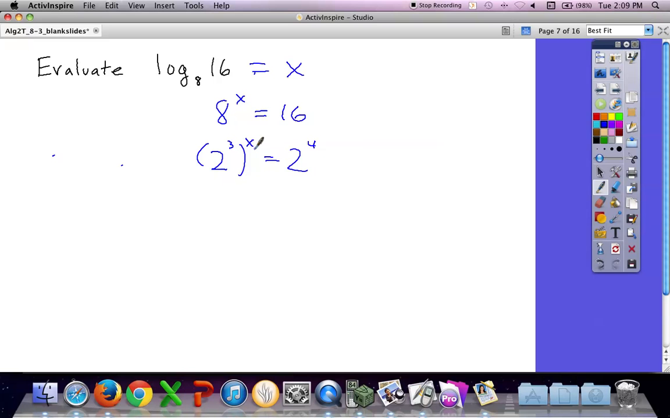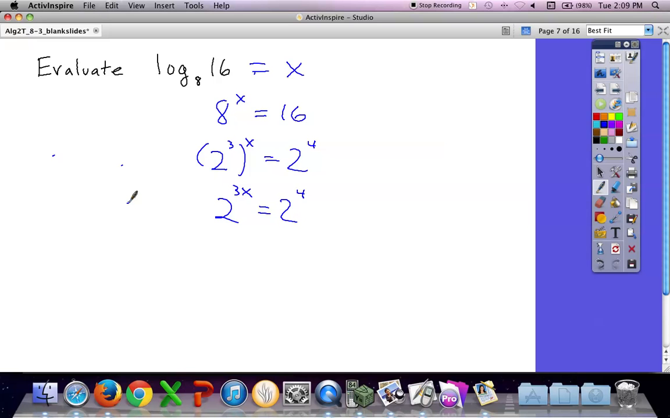When you raise a power to a power, what's the operation between them? To multiply, remember? We did the add. That was different. That's when you're multiplying 10 to the fourth times 10 to the fifth. That's when you add the exponents. When you raise a power to a power, you multiply. So that's 2 to the 3x.